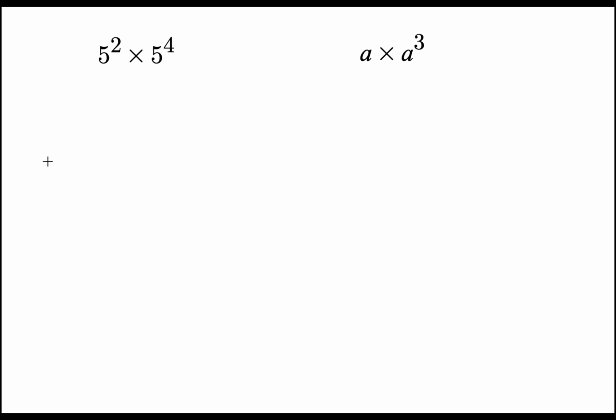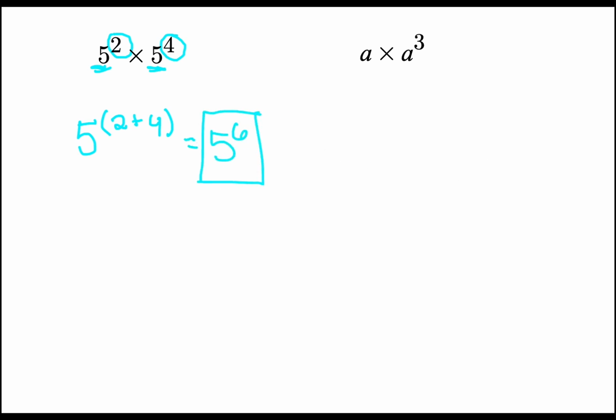Okay, so as we discussed, when multiplying the same base with different exponents, we are adding the exponents together and leaving the base as it is. 5 squared times 5 to the 4th becomes 5 to the power of 2 plus 4, or 5 to the 6th power.